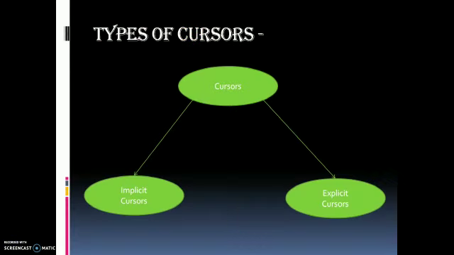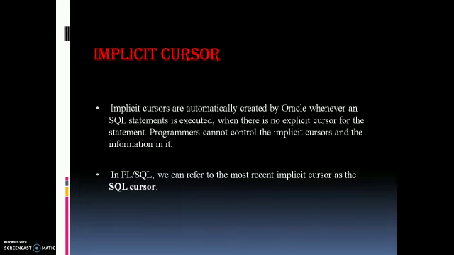Now the second point of the video is types of cursor. There are two types of cursor. First, that is implicit cursor. Implicit cursors are automatically created by Oracle. And the second type of cursor is explicit cursor. Explicit cursors are defined by the programmer. Let's understand the two types of cursors in detail.